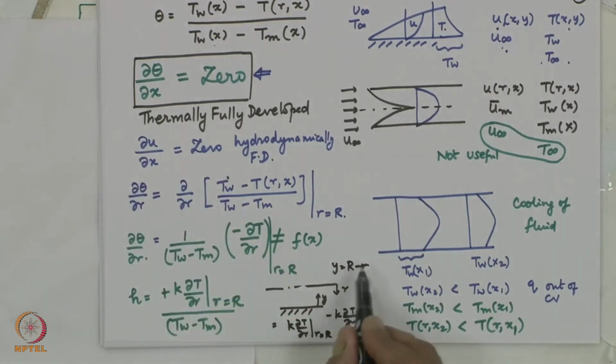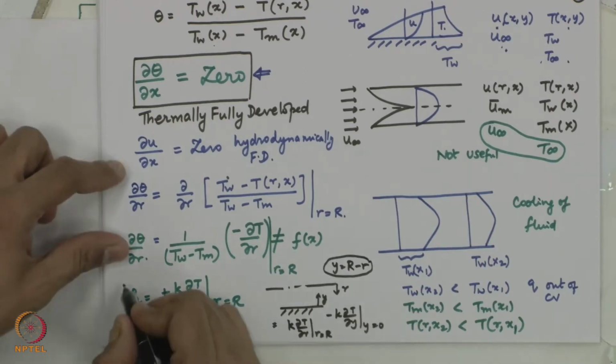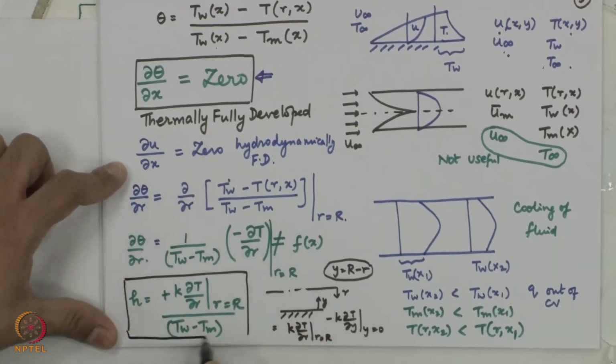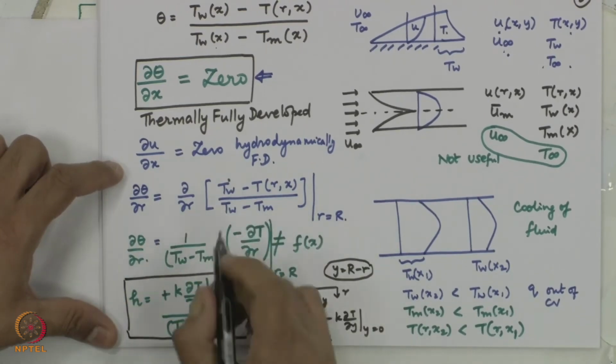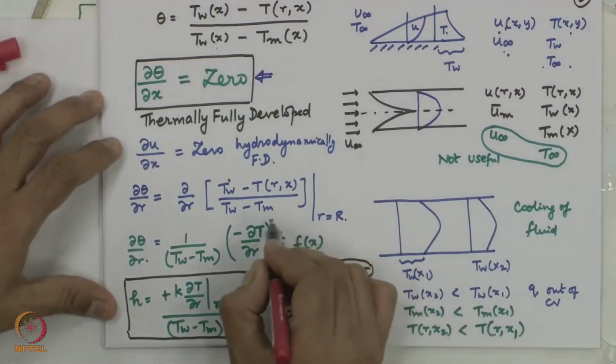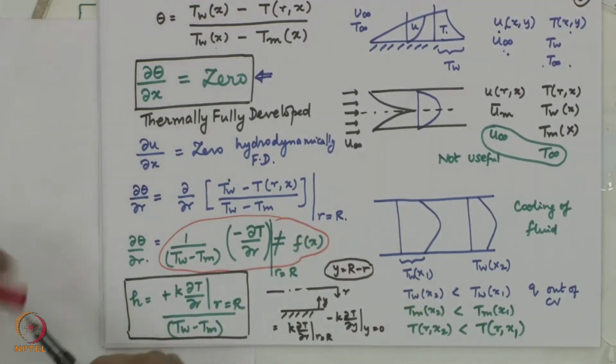So, using this transformation, dy is minus dr. I substitute minus dr and I will get plus k dT by dr evaluated at r equal to capital R. So this h is what we have in fact carried here. This quantity which I derived here is nothing but my heat transfer coefficient, and this heat transfer coefficient is not going to be a function of x. A very useful and important result.